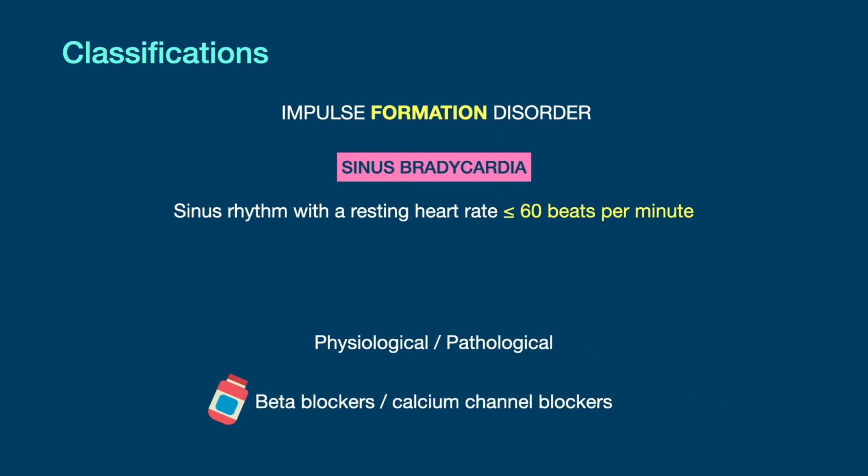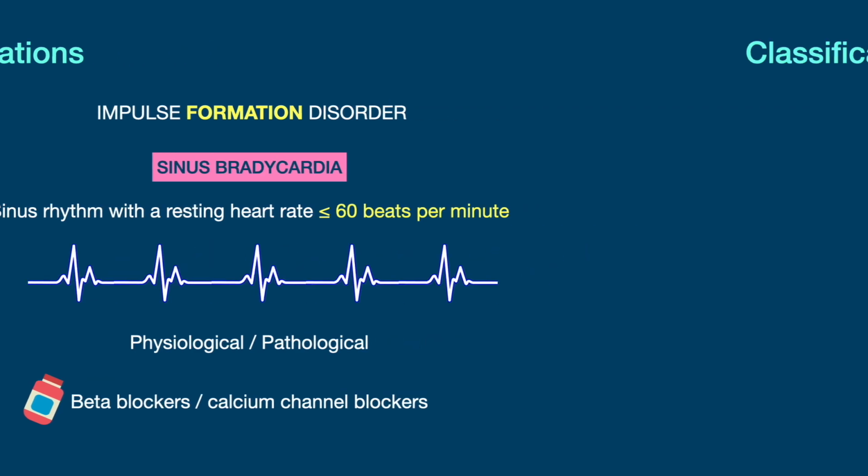Sinus bradycardia can be defined as a sinus rhythm with a resting heart rate of 60 beats per minute or less. The ECG strip typically shows a sinus rhythm where a normal P wave is followed by a QRS complex. This rhythm can be physiological or pathological, which is observed in sick sinus syndrome or in the use of certain medications like beta blockers and calcium channel blockers.